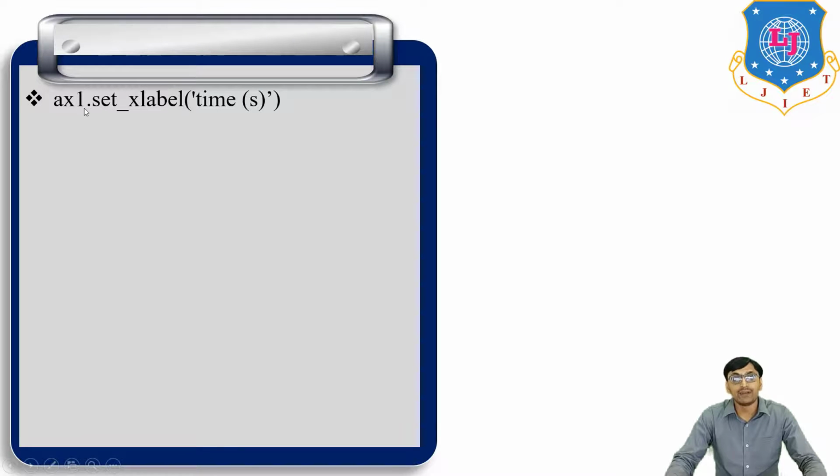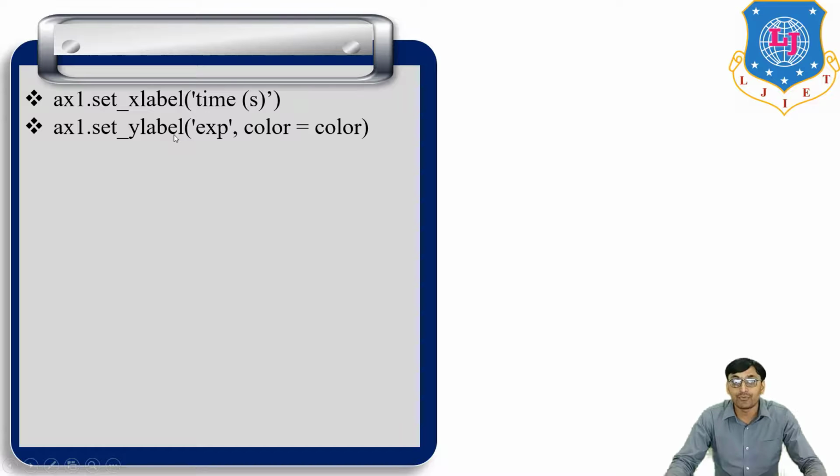Then ax1.set_xlabel. For the x-axis label, it is time, and time is in seconds. Then ax1.set_ylabel. For the first graph, ax1 means the first graph, set ylabel. In the y-axis we get exp, this word, and color is equal to color. It means we already said color is equal to orange, so the color of exp is orange.